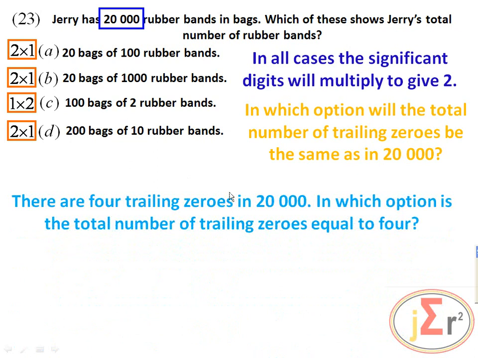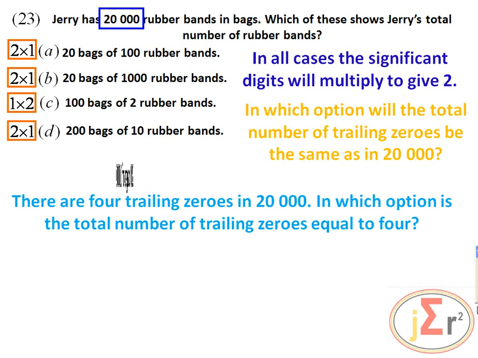There are 4 trailing zeros in 20,000. Is that right? Yes. In 20,000, how many trailing zeros do we have? 4. The one that will give the correct answer should have how many trailing zeros? 4. Which option has a total of 4 trailing zeros? Option B. Right, so we have 1, 2, 3, 4 trailing zeros.